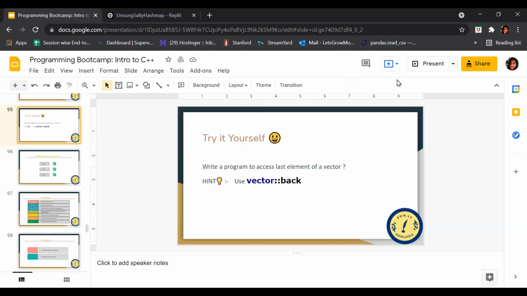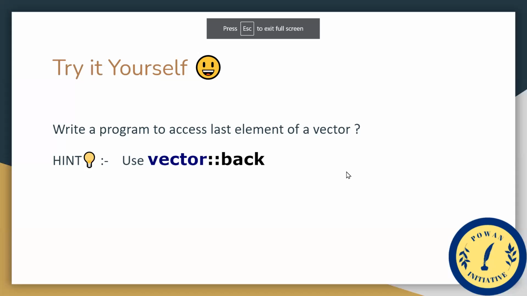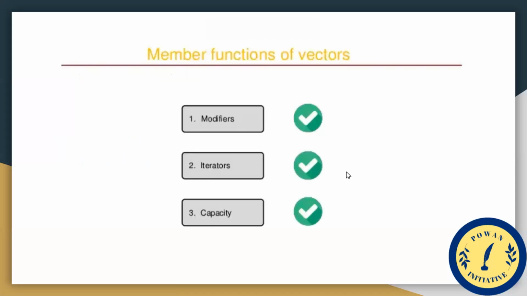So this question is done. Now let's move to the other part. Now we have member functions of vectors. Member functions of vectors are various, like modifiers, iterators, capacity, etc. It is mandatory to determine the type and the variable name. However, the number of elements is optional.